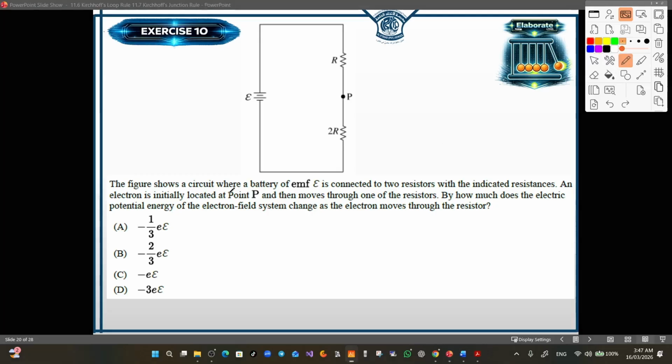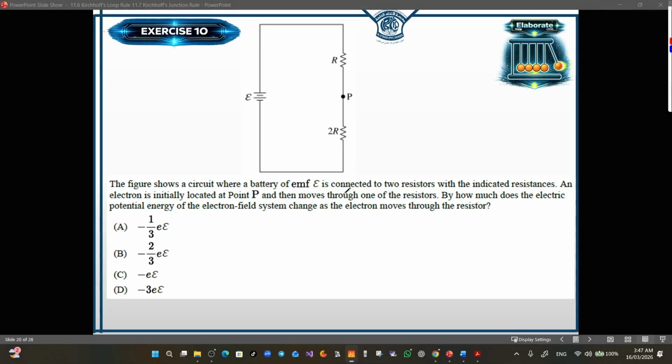The figure shows a circuit where a battery of EMF E is connected to two resistors with the indicated resistances. An electron is initially located at point P, so here we have the electron, and then it moves through one of the resistors. Remember that the charge of the electron is equal to minus e. So we have two possible directions for this electron. It can go this way or that way. By how much does the electric potential energy of the electron-field system change?